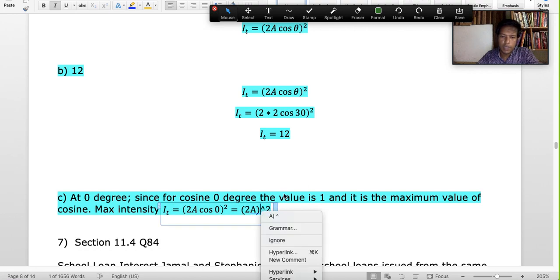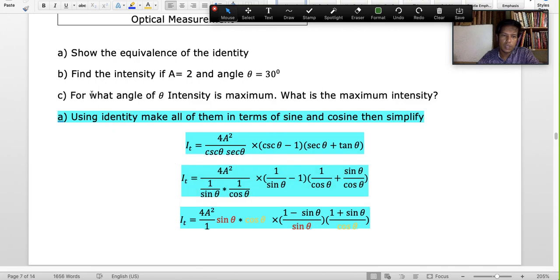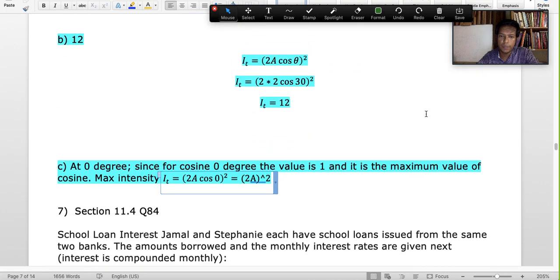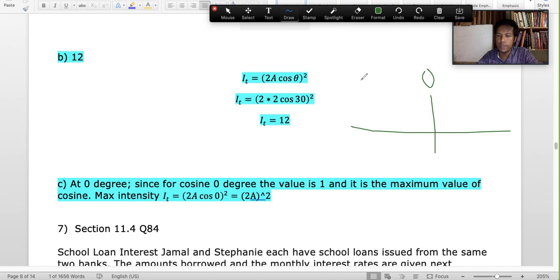Then this math is for what angle of theta intensity is maximum, and what is the maximum intensity. For what angle of theta is intensity maximum, you see this is cosine, not sine. For sine, at 90 degrees we have the maximum, because the sin theta graph is like this. So the maximum value is at 90 degrees.